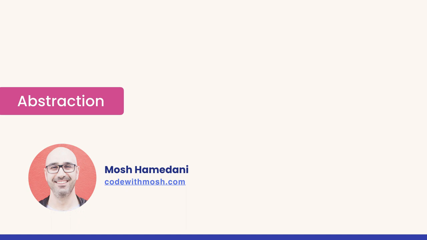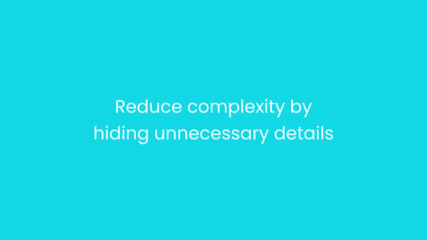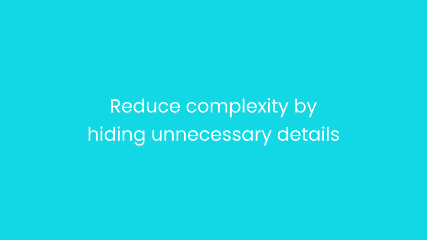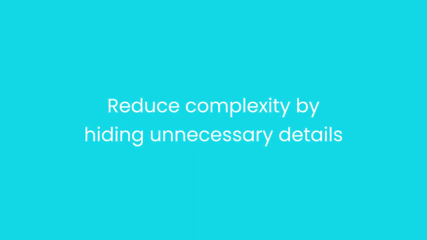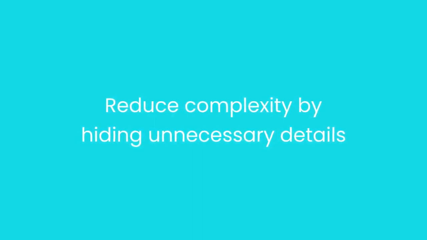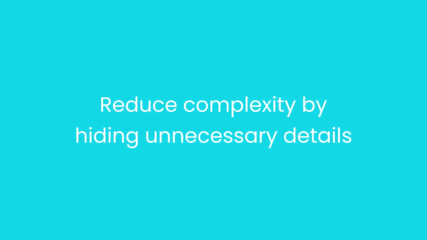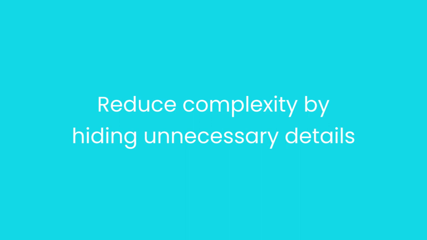Now let's talk about the second principle of object-oriented programming, abstraction. Abstraction means we should reduce complexity by hiding unnecessary details in our classes. Unfortunately, this is one of the most misunderstood concepts in object-oriented programming. A lot of people don't know what abstraction is all about. So let me give you a metaphor.